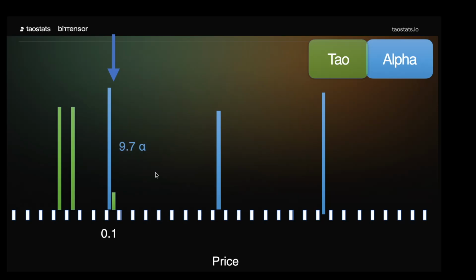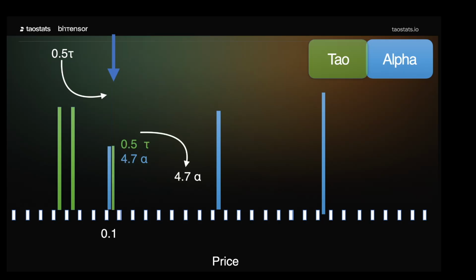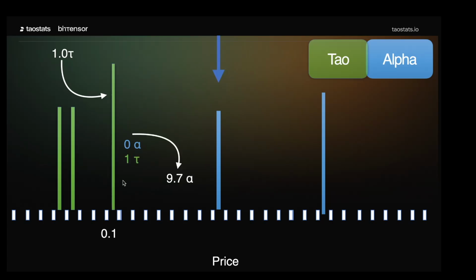So let's do an example here. We have 9.7 alpha. Someone injects half a Tau. What happens is the liquidity pool spits out that 4.7 alpha, and now at this tick, there's 4.7 alpha left and 0.5 Tau in the pool. Now what happens if 1 Tau comes in? Well, we're going to use up all the liquidity at this point. So now there's 0 alpha and there's 1 Tau.